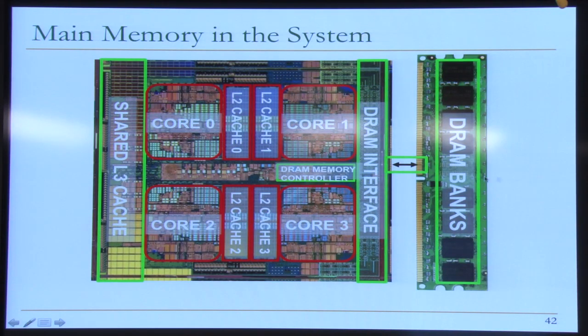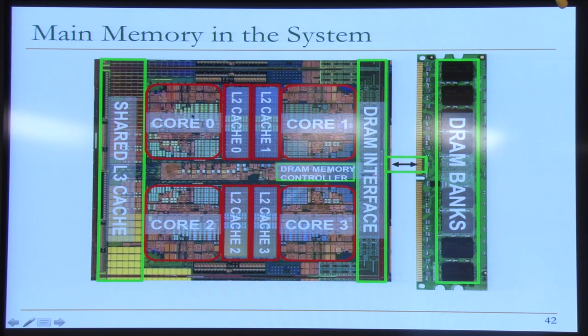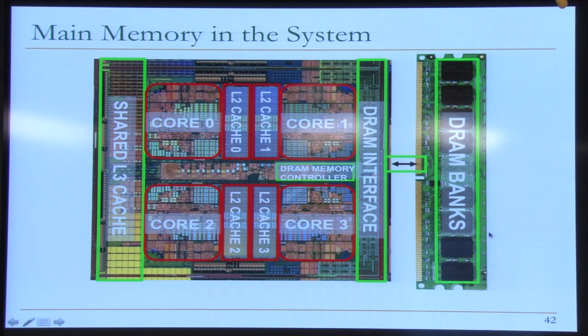OK, so what we'll talk about is this. Again, this is the AMD Barcelona I've shown you before. We've covered cores. We've covered caches. We haven't covered the interconnect, but we will get to it. We will cover the memory controllers and the DRAM banks and a little bit of the DRAM interface. But we'll start with this part of memory.